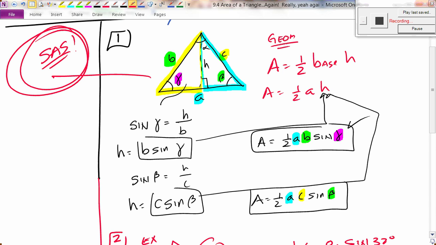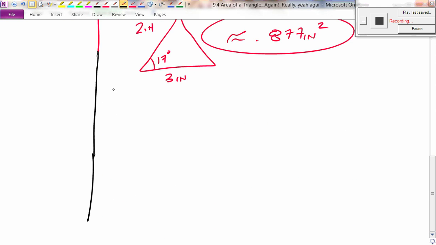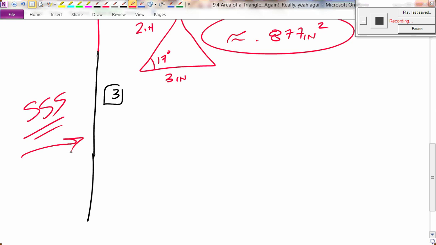Now, last idea of the year. Trippy, huh? So trippy. What happens if you are given a triangle with 3 sides? We're going to use this approach. Side, side, side. All right?